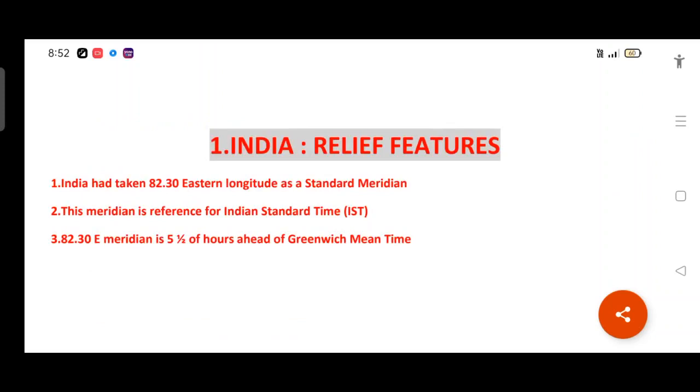Today we are going to learn the 10th class first lesson, India relief features. India has taken 82½ degrees eastern longitude as the standard meridian. This meridian is the reference for Indian Standard Time. What is meant by IST? IST means Indian Standard Time. It is ahead of Greenwich Mean Time by 5.5 hours.